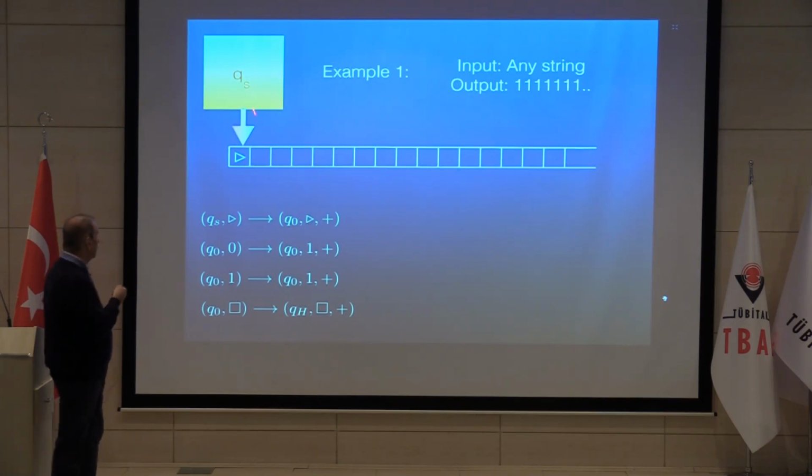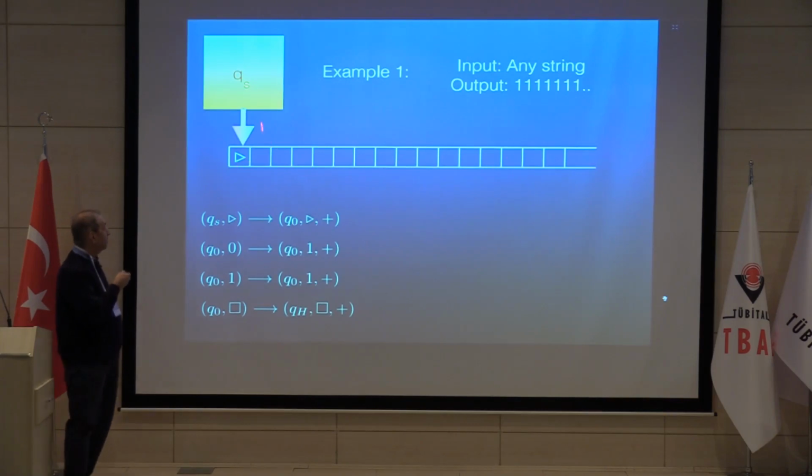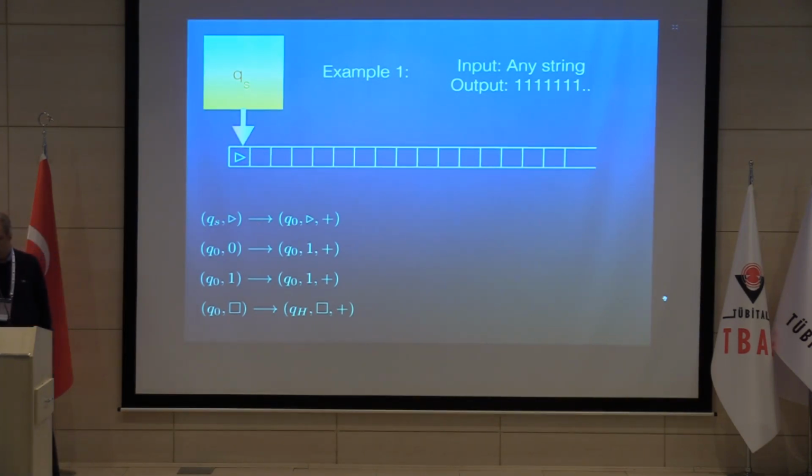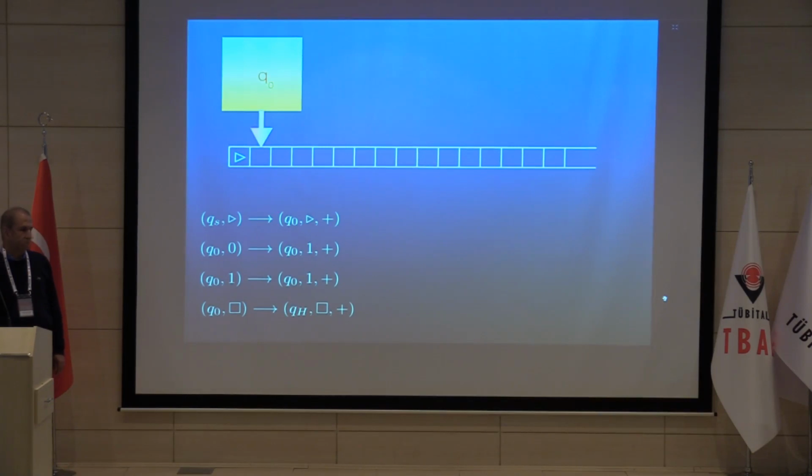Very simple. At the start, the machine is here, the head is here, and the state of the machine is Q start or Q sub S. Right? It moves here, given by this formula. It goes right.